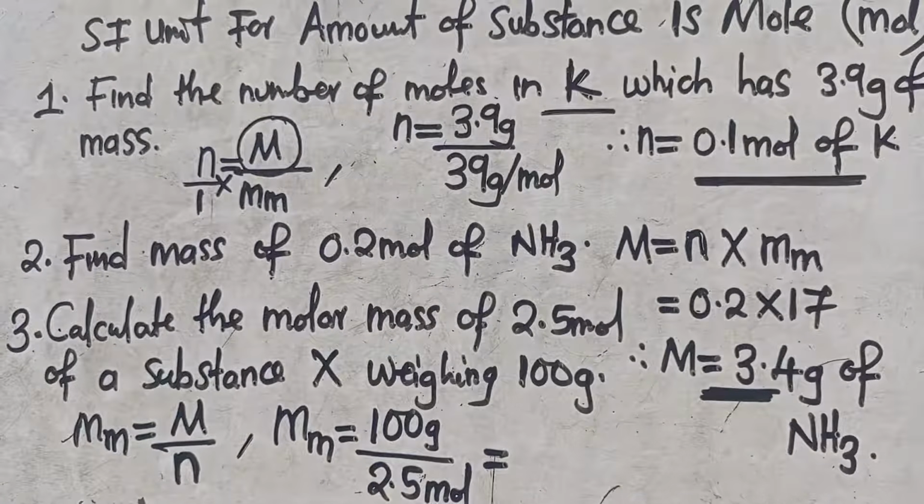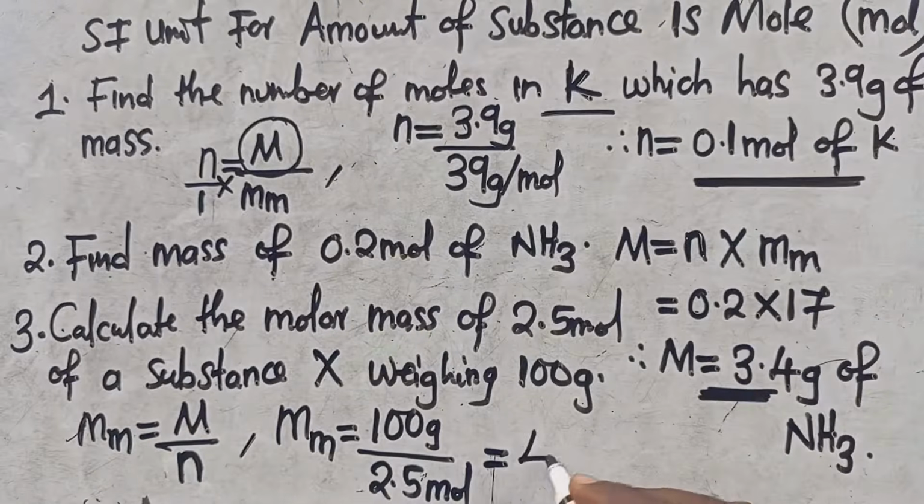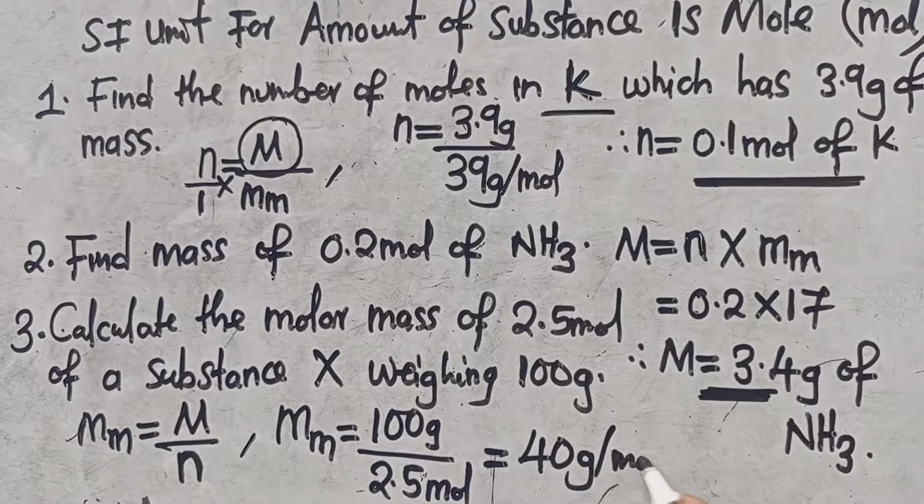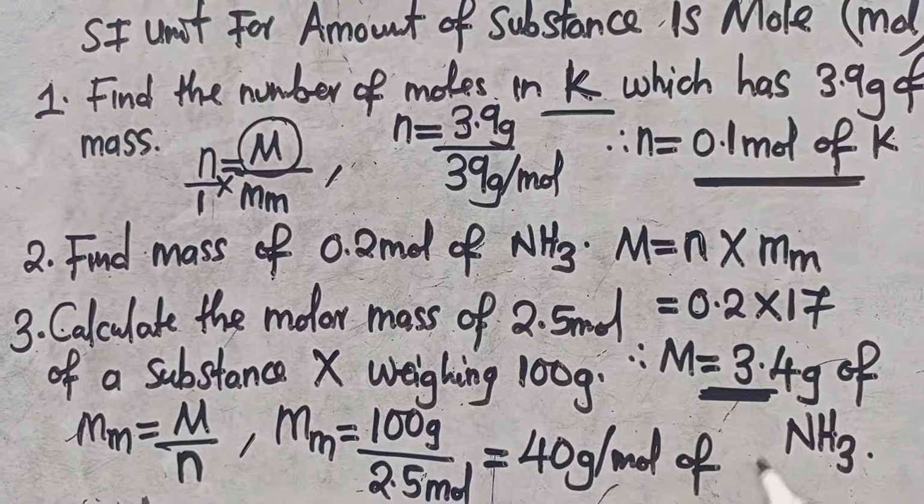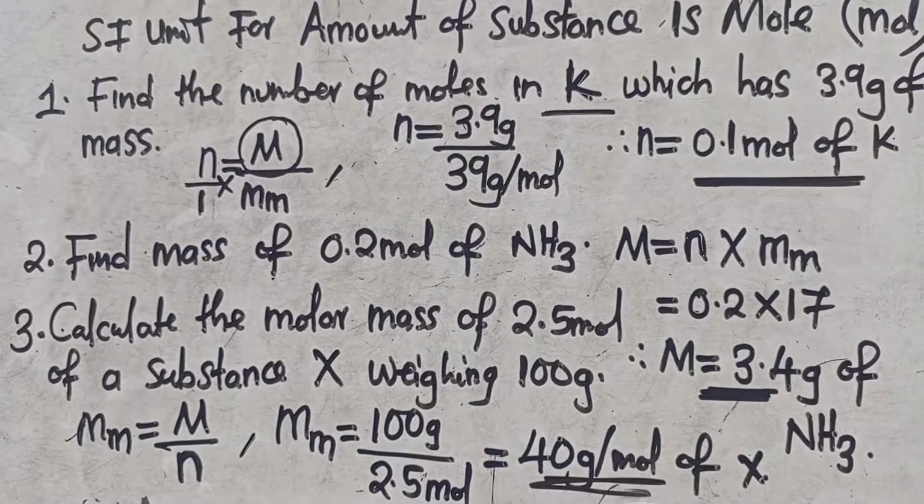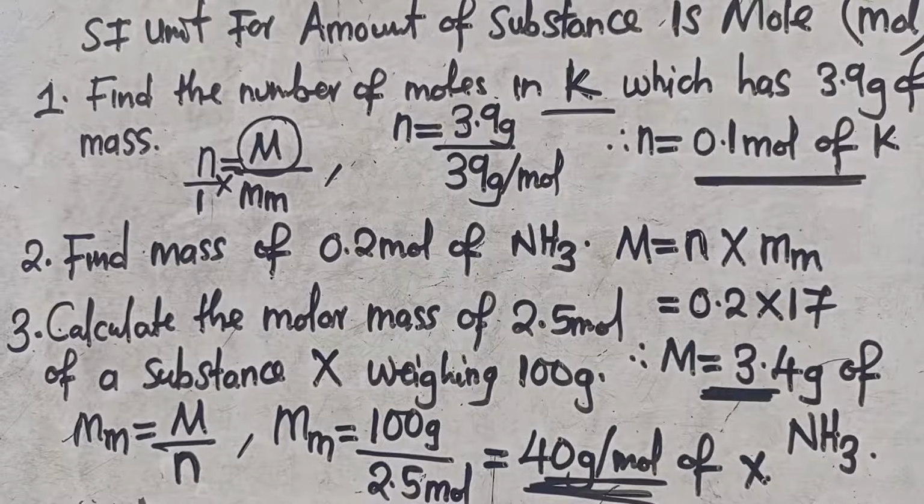What answer are you getting if you divide here? Kindly confirm with me these answers. If we divide, we are getting 40. So I say 40 grams per mole of what? Of X, because it was substance X. So this is the answer for the second question.